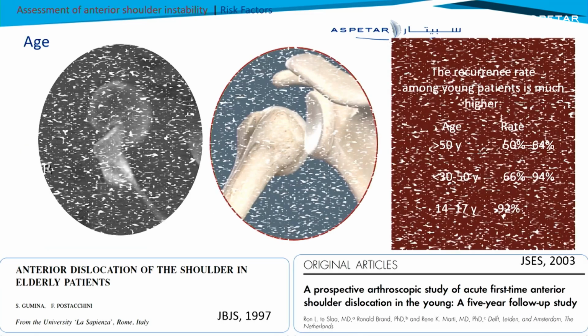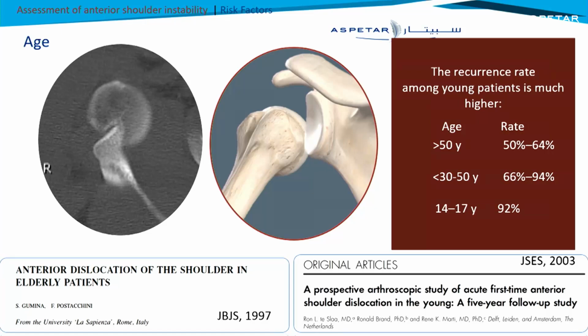In terms of age, the recurrence rate among young athletes, the young population, is much higher than among older patients. If our patient is less than 20, the recurrence rate will be more than 90%. We need to be very clear, especially with athletes. Even in season, if they are overhead athletes, we need to be more aggressive and treat them. But if he's a football player, not a goalkeeper, we can do it in the off-season, though we need to remind them about the recurrence rates.